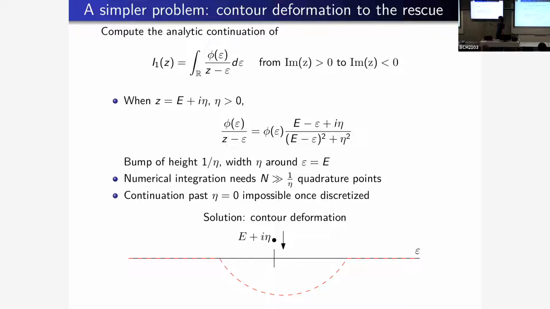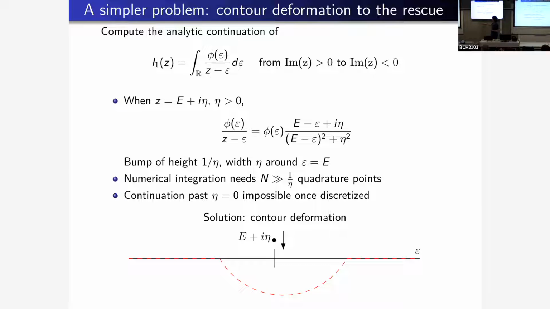This is completely well defined, but now what happens if I take z down to the real axis? As we've seen for the density of states computation, what happens is that this integral becomes singular. And as the integral becomes singular, your quadrature scheme is going to fail. But here there's a very simple solution: you can deform this integral in the complex plane.